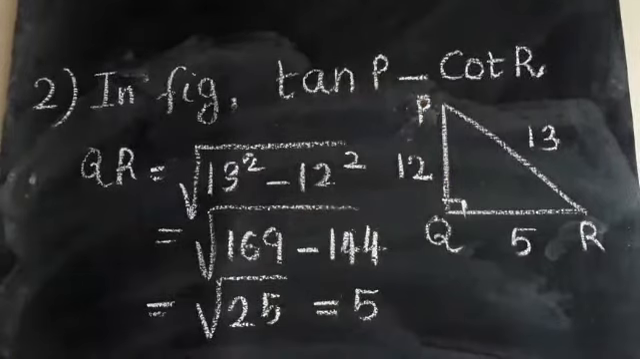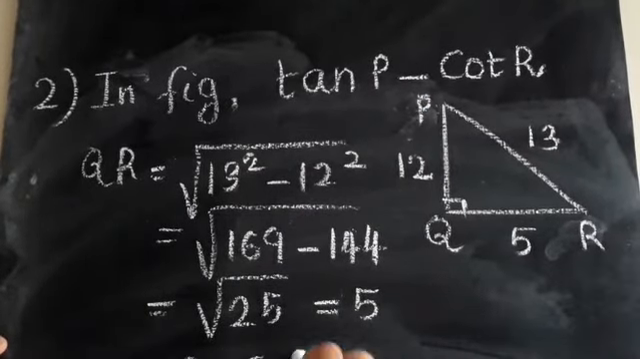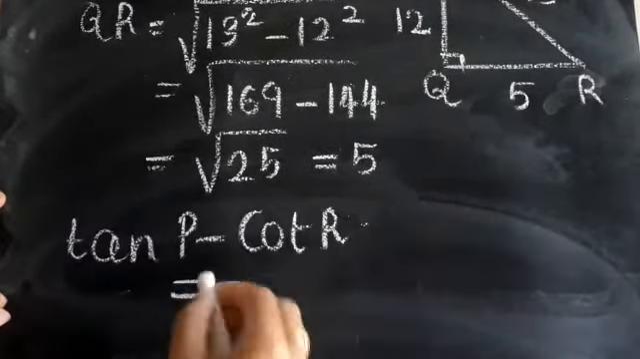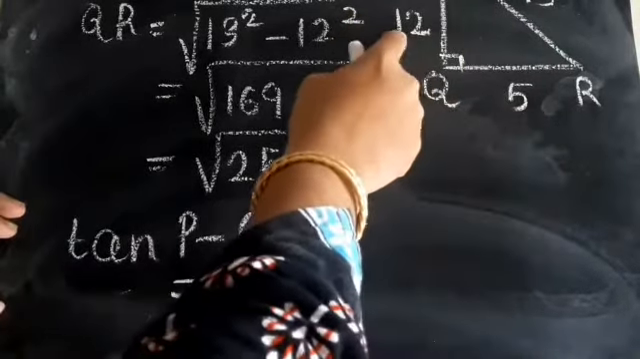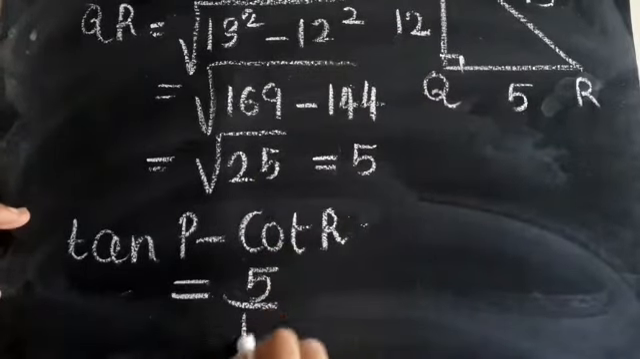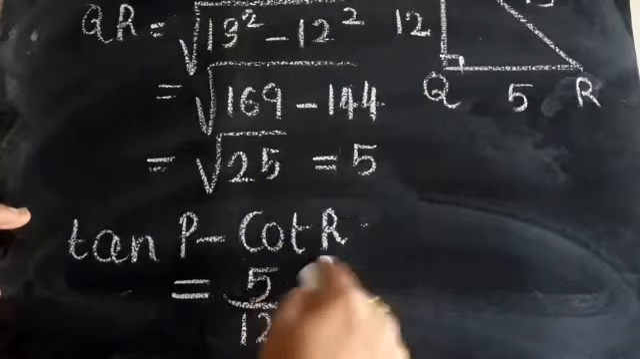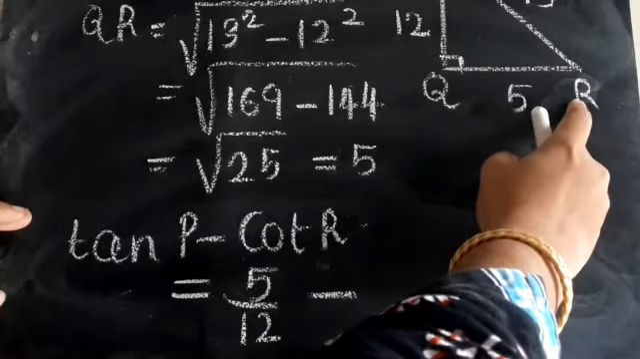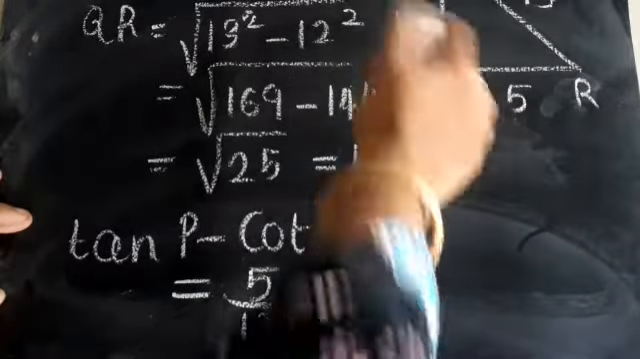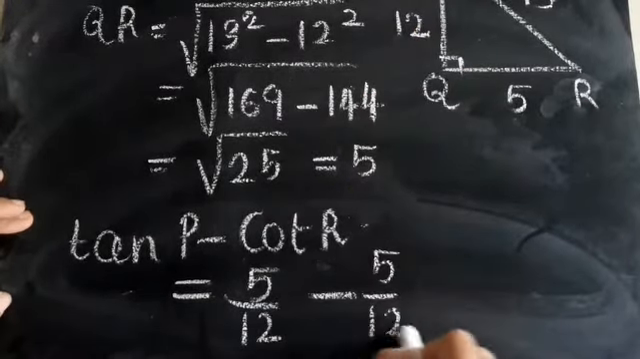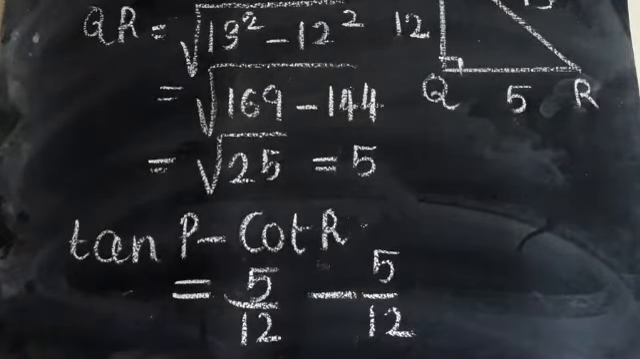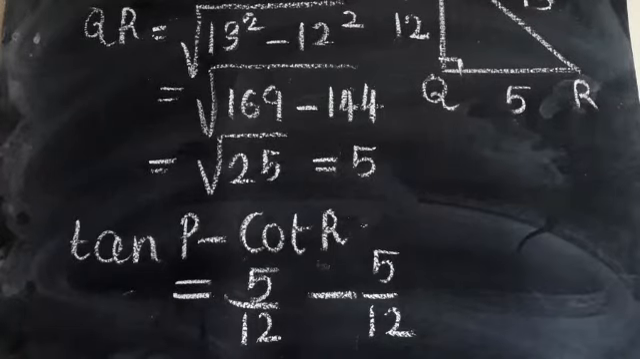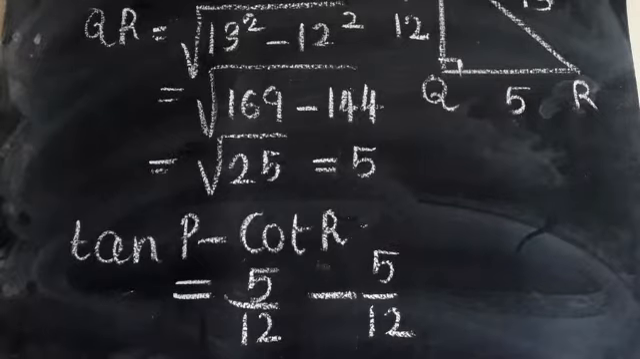Okay. Now after that you have to find out tan P. So tan P minus cot R you have to calculate. Tan P. Tan meaning what is that? For this angle P, tan is opposite side by adjacent side. So 5 by 12 minus cot R. You should take this angle R. Cot meaning adjacent side by opposite side. So 5 by 12. So 5 by 12 minus 5 by 12. What is the answer? That is equal to 0. So tan P minus cot R is equal to 0.